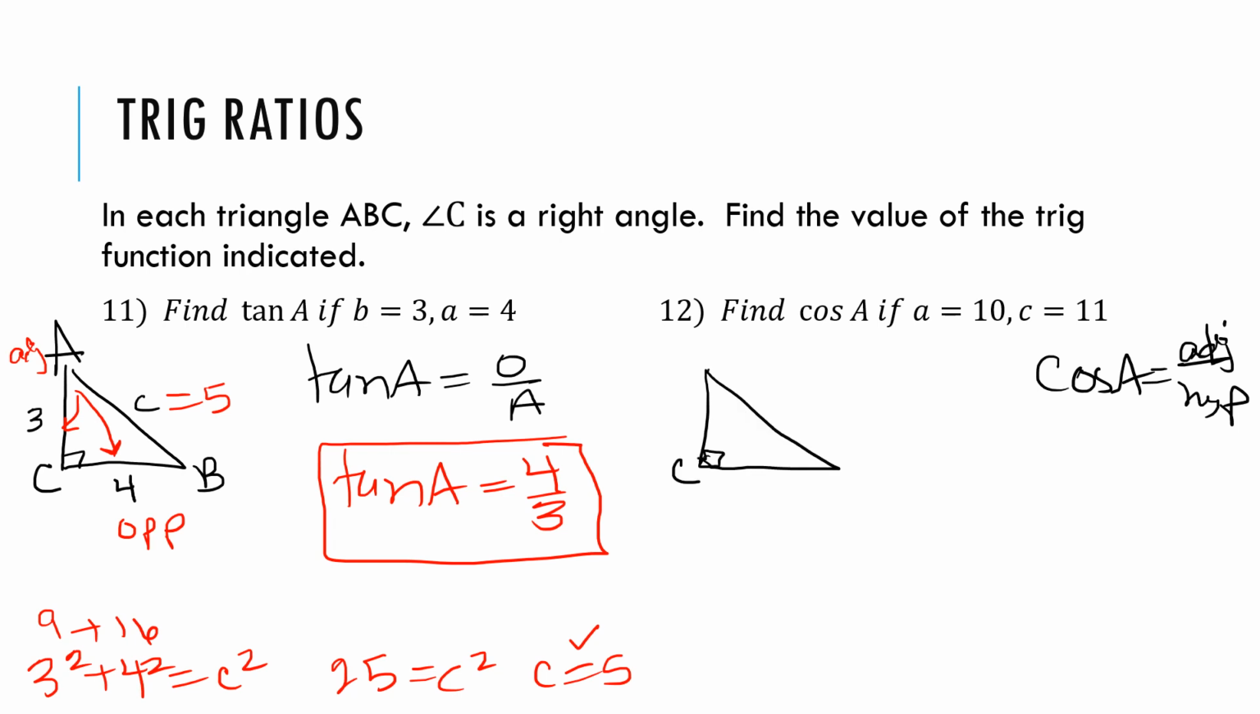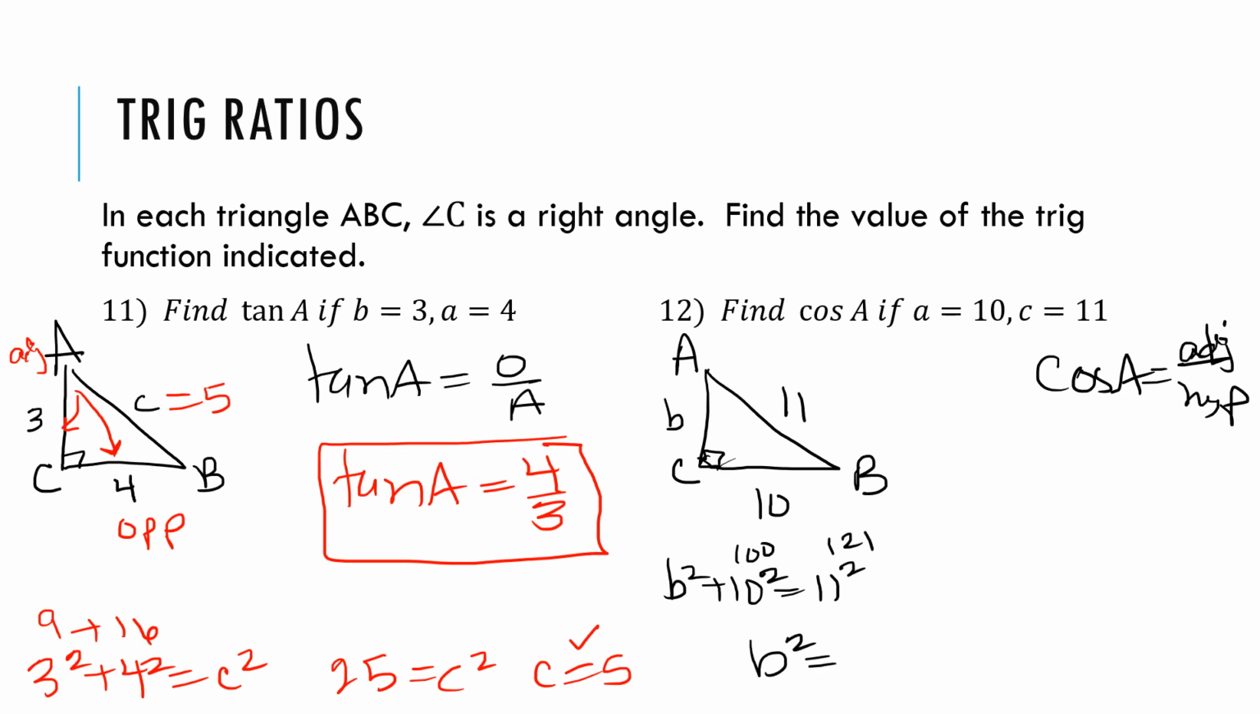We have angle C in the bottom right corner at 90 degrees. Side C is 11. Angle A is at the top, so side A, 10, is at the bottom. And B is side B, which we don't know. We're going to have to solve that one. So Pythagorean theorem: b squared plus 10 squared equals 11 squared. 10 squared is 100, 11 squared is 121.